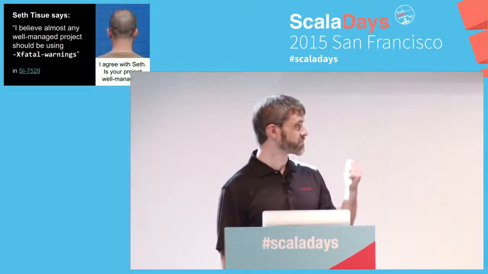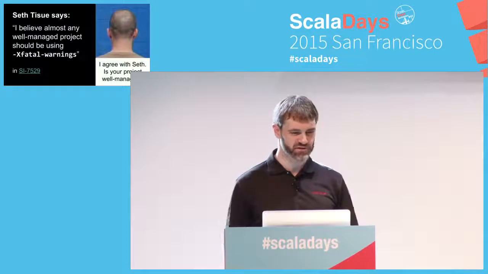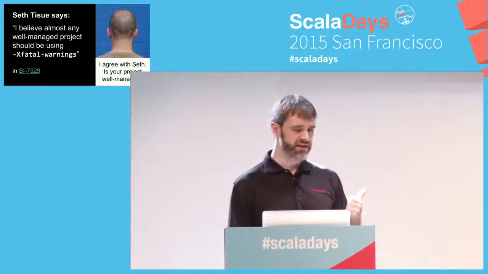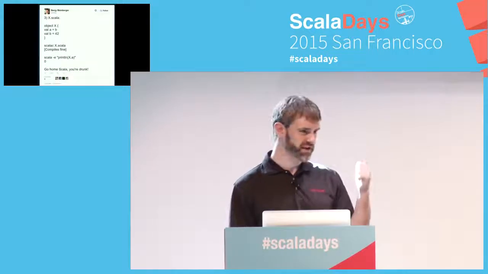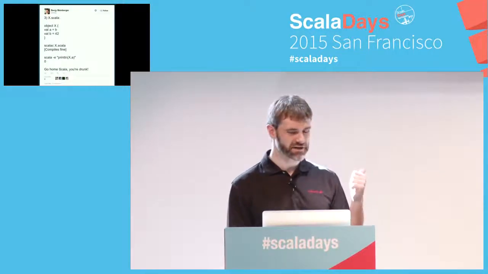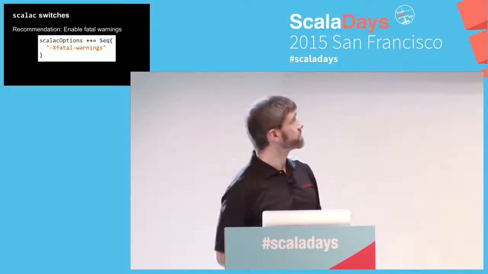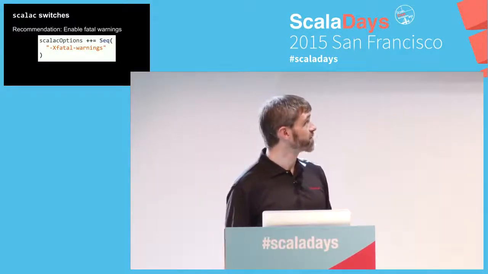And I think, and Seth thinks, that if you have a well-managed project, you're going to have -Xfatal-warnings turned on. And if that's the case, then when Scala reports an error, a warning here, you're actually going to get an error, and your build isn't going to happen. So to do that, in SBT, you'd add a line like this.